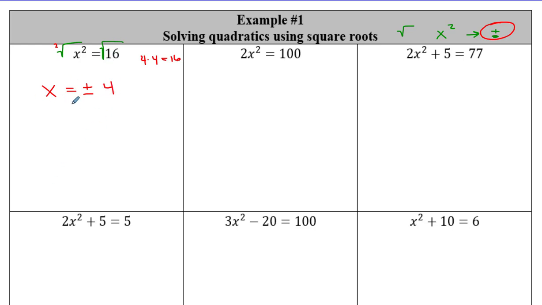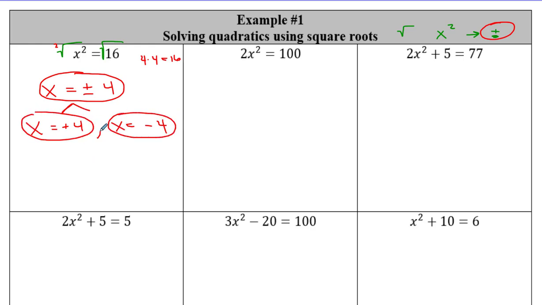Now what this is telling me is that I have two solutions. That I have x is equal to a positive 4, and I also have x is equal to a negative 4. So we always want to write our two solutions. We could leave it as x is equal to plus or minus 4. We could write it like this: x is equal to 4 and x is equal to negative 4. Or if you want to date back even further to our previous lessons and use the solution set brackets, you can write them in as such.